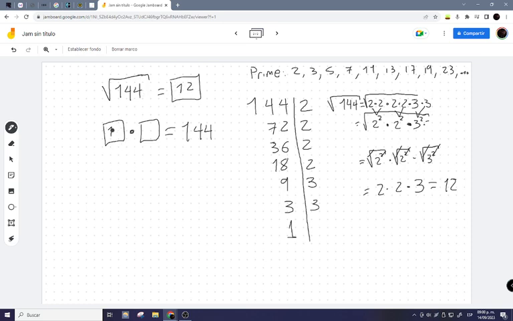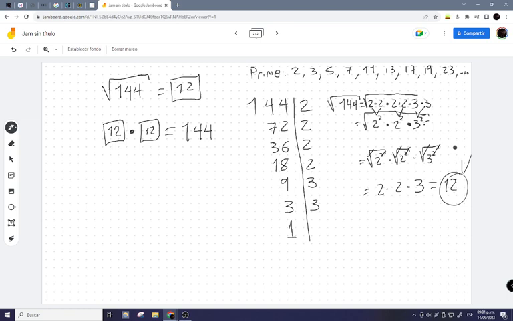Because 12 times 12 is 144. So that way, even if you don't know the result by experience, if you don't know it by heart, you can find it. And it's a really good process to find the square root when the square root is a natural number. Because not always you will find a natural number as the square root of something. This is a pretty nice example because the result is 12.